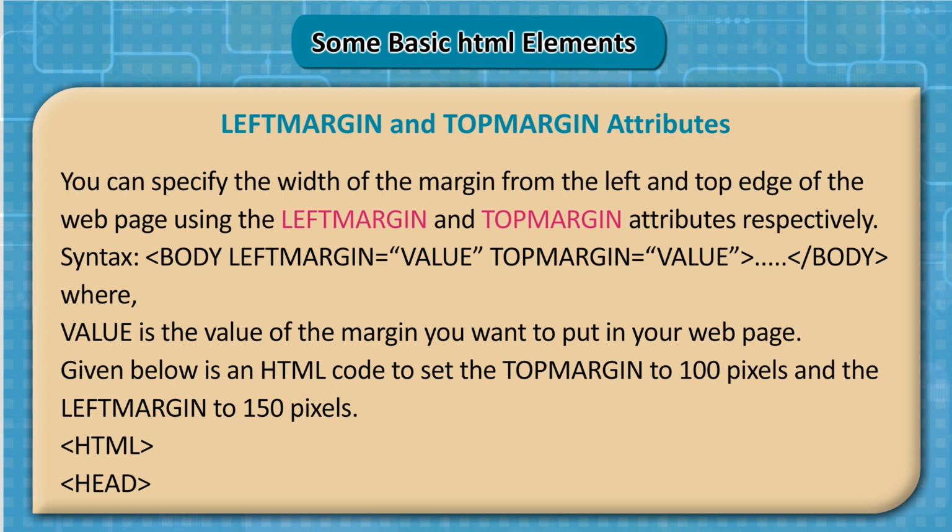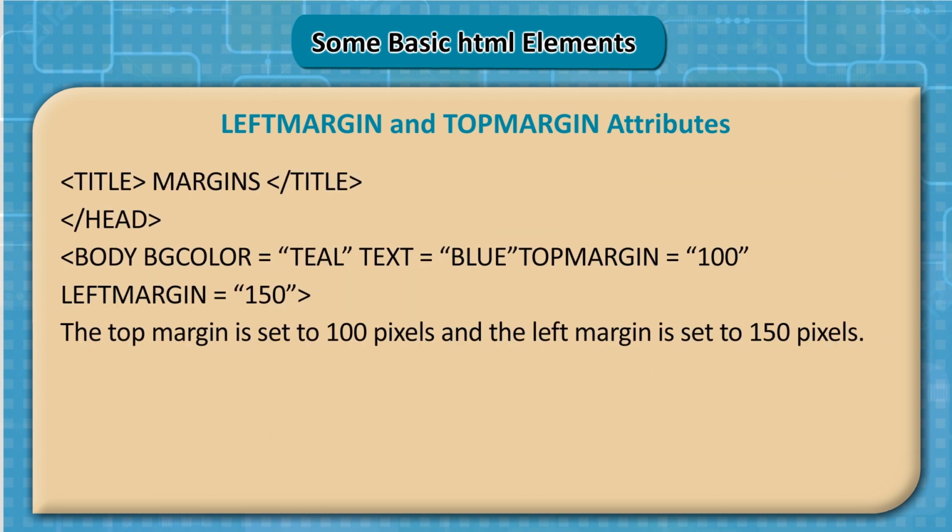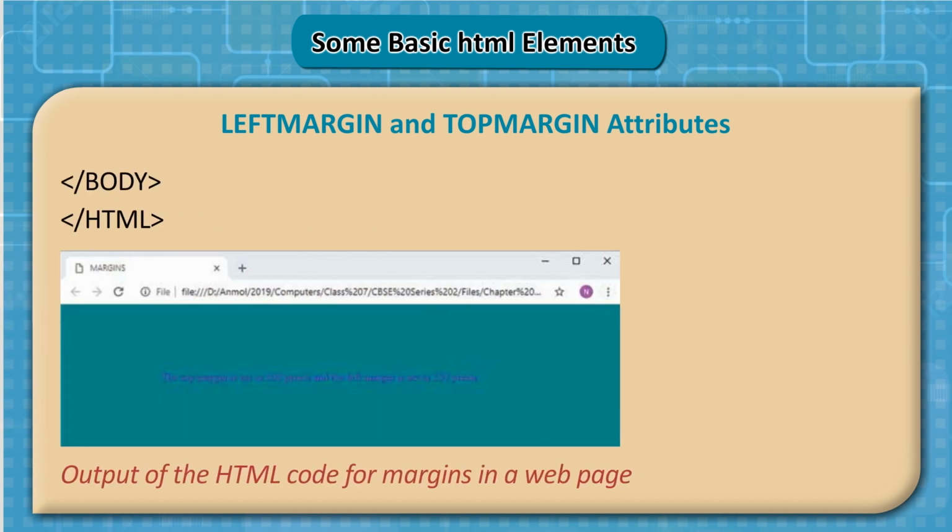Given below is an HTML code to set the top margin to 100 pixels and the left margin to 150 pixels. HTML. Head. Title margin /title /head. Body bgcolor equals teal, text blue, top margin 100, left margin 150. The top margin is set to 100 pixels and the left margin is set to 150 pixels. /body /HTML. Output of the HTML code for margins in a web page.